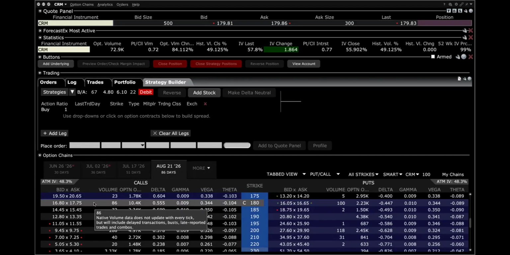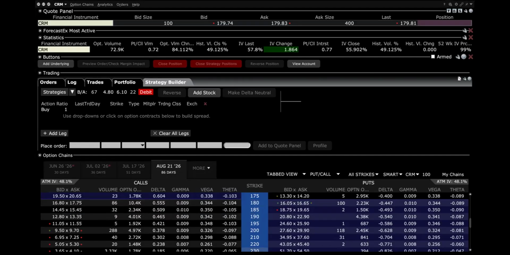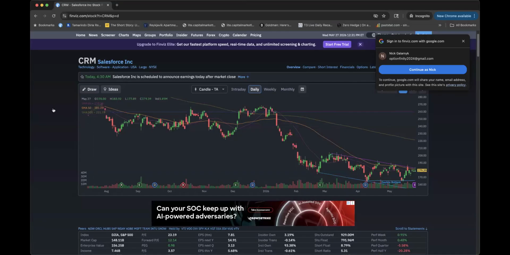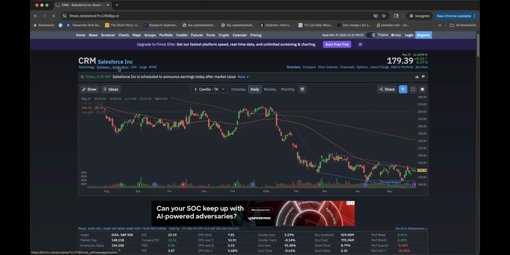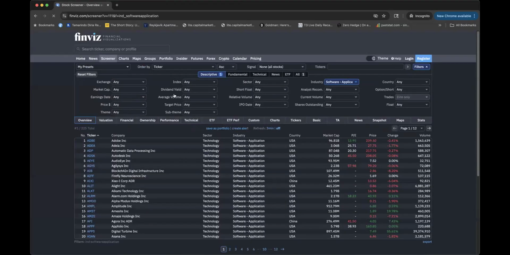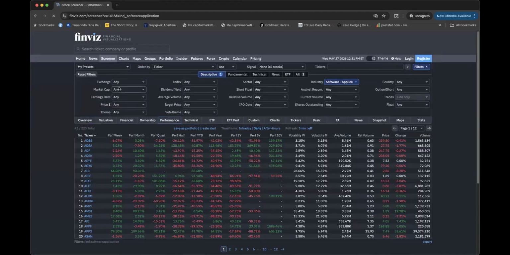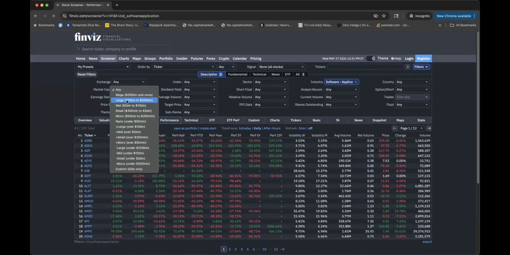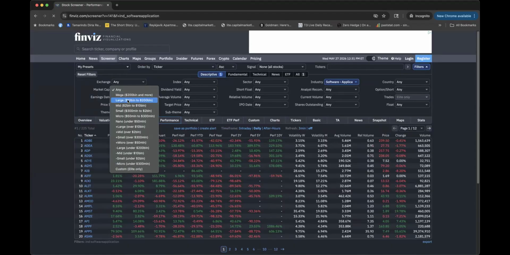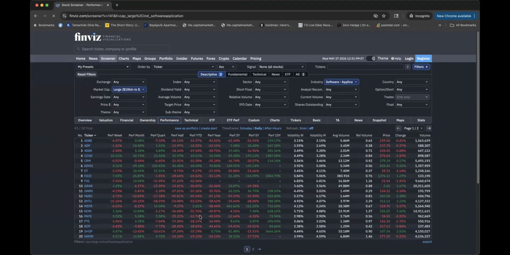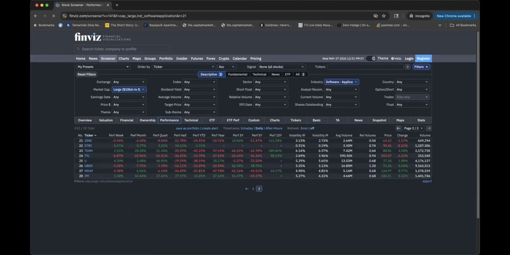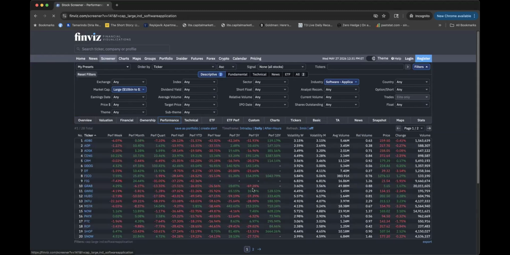Here's the thing, and I want you guys to look at this, which is kind of interesting. If I look at the competitors to Salesforce, where is it? Here it is, right? So if we go to software applications over here, and I look at the performance of these companies. I want to look at companies of the same size, between 10 billion and 200 billion. So we only have, what is it, about 28 companies of the same size.